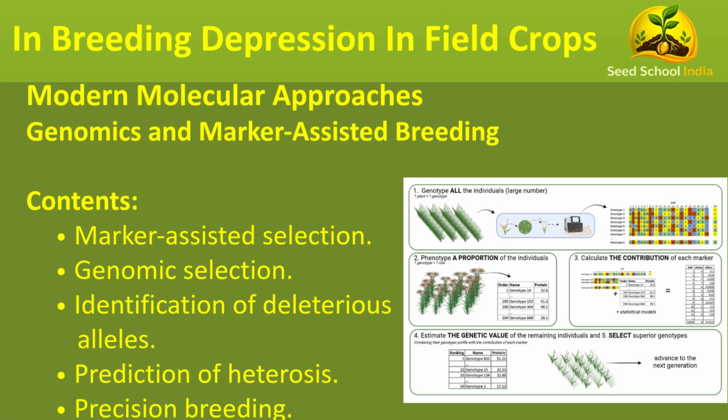Recent advances in molecular breeding have significantly improved our ability to study inbreeding depression. Marker assisted selection, genomic selection, high throughput DNA sequencing, and genome wide association studies help to identify deleterious alleles and predict hybrid performance. These technologies enable breeders to develop superior hybrids more efficiently while preserving valuable genetic diversity.